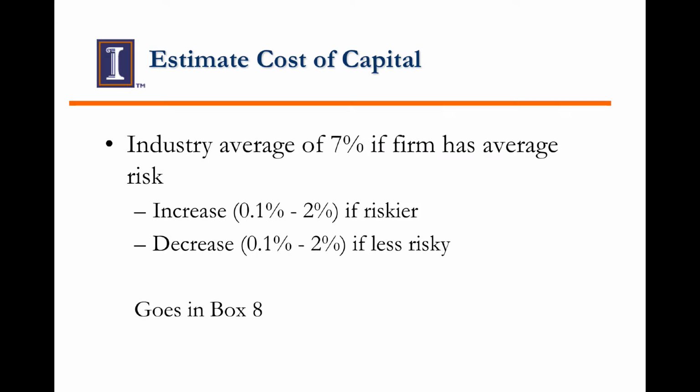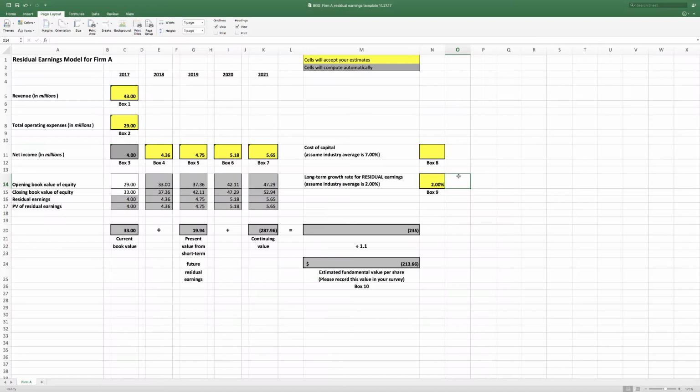Finally, you will estimate the firm's cost of capital. If you believe the firm has average risk compared to other firms in the industry, use the industry average of 7%. If the firm is riskier than the industry average, adjust the cost of capital up between 0.1% and 2%. If the firm is less risky than the industry average, adjust the cost of capital down between 0.1% and 2%. Enter this in box 8. Let's update the spreadsheet for Firm A. I expect Firm A has an average risk compared to other firms in the industry, so I will input the industry average of 7%.